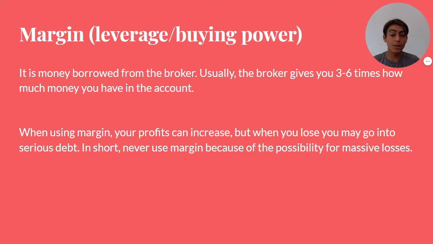Margin, otherwise known as leverage or buying power. It is money you borrowed from your broker. Usually the broker gives you 3 to 6 times as much money you have in the account. So if you have $100 in the account, they could give you anywhere from $300 to $600 in margin, which is a lot of money. Be careful when using margin, because even though your profits can increase, you could lose big time and go in serious debt. So in short, never use margin because of the possibility for massive losses.